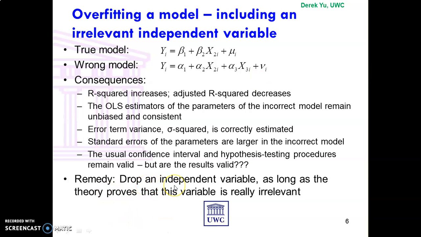You have to drop an independent variable as long as the theory proves that this variable, let's say x3, is irrelevant. Then what is the point of including it? Remember some funny examples in the past that we include size of the bathtub, size of the garden, the number of dogs as explanatory variables to explain your marks. It doesn't make sense at all. And then these are the consequences of committing overfitting.